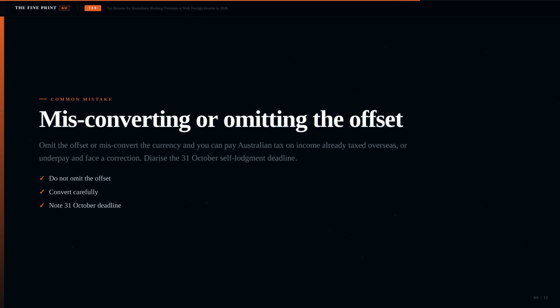The second common error is mishandling the offset or the currency conversion. The ATO warns that if you omit the offset or misconvert the foreign income, you can end up paying Australian tax on income already taxed overseas or underpaying and facing a later adjustment. And do not forget timing. According to Country Tax Calc and Expatica, Australians who lodge without a tax agent generally face the standard return deadline of 31st October each year. So put it in your calendar.